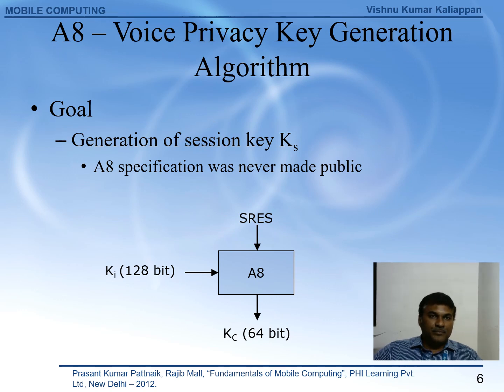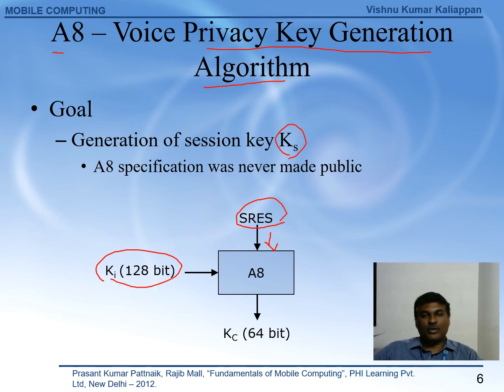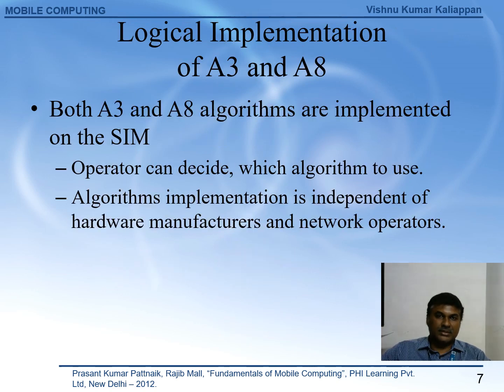The A8 algorithm's main role is to generate the key. It generates the key KC. The input given to this A8 is the signed response, SRES, and the 128-bit key KI, and it generates the key KC, which is used by the A5 algorithm for the encryption process and decryption as well.